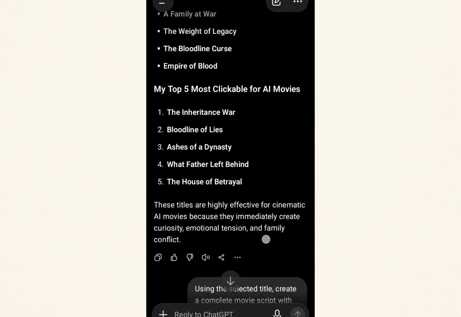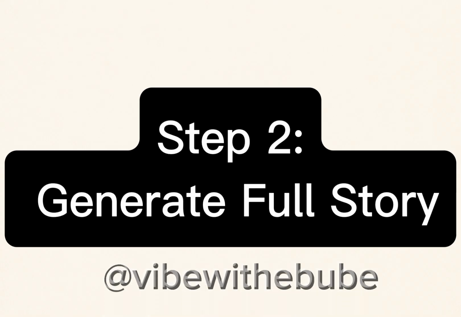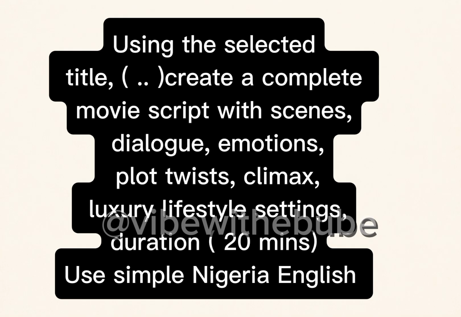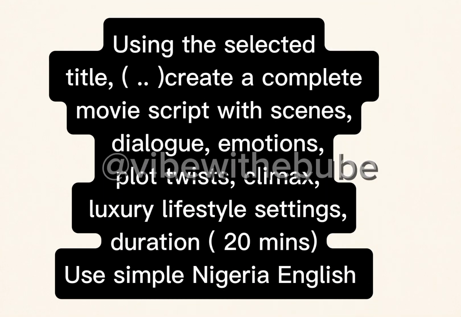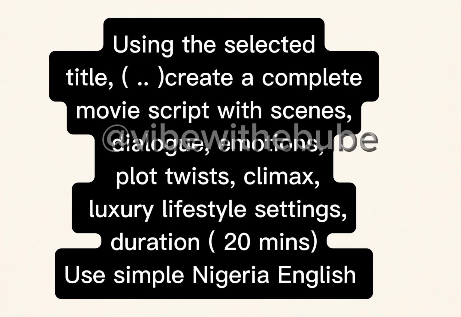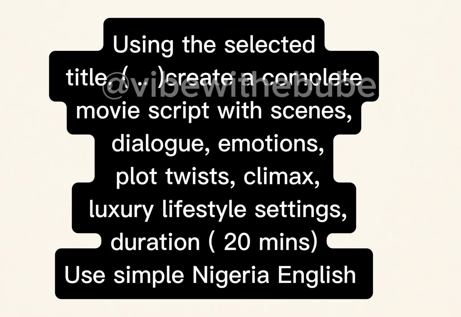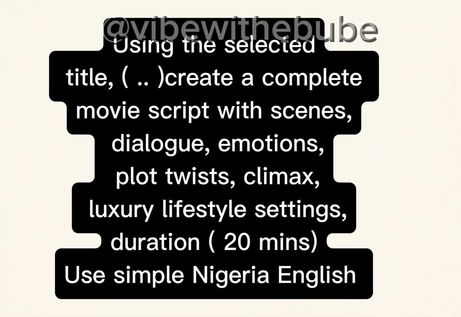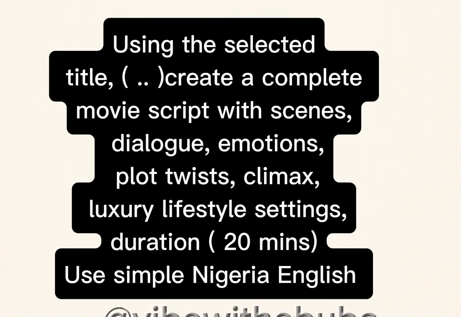Once you're done, that takes us to the next step, which is to generate our full script. See under your title, go ahead and type what you're seeing on the screen. Using the selected title, put in the number of the title you selected. Create a complete movie script with scenes, dialogue, emotions, plot twist, climax, luxury lifestyle settings, and duration. Put in the duration you want your movie to take. Now use simple Nigerian English.